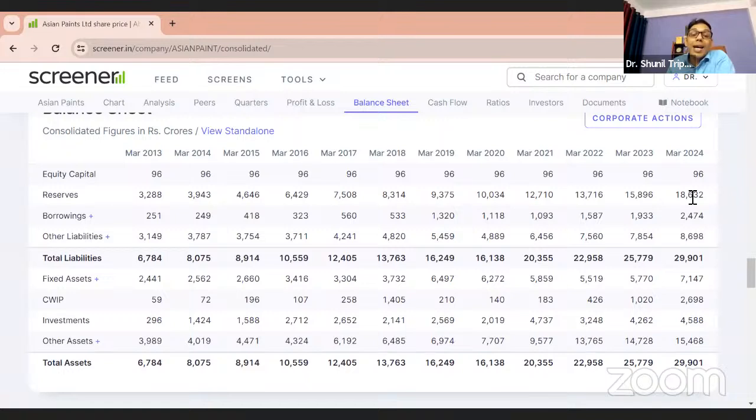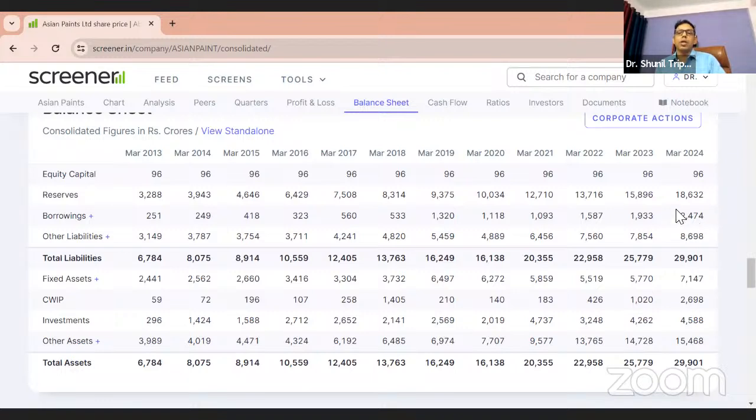Reserve means, while doing business over many past years, whatever the profit of the company, that was the owner's money, but they did not take that money home. They invested that money also in the business. So that is also the owner's money. I started a business with 2 lakh and I had a profit of 1 lakh this year. I invested that also, so my money in the business is 3 lakh. Next year, I have another profit of 1 lakh. I invested that also, so my money in the business is 4 lakh. So the owner's money is equity plus reserve.